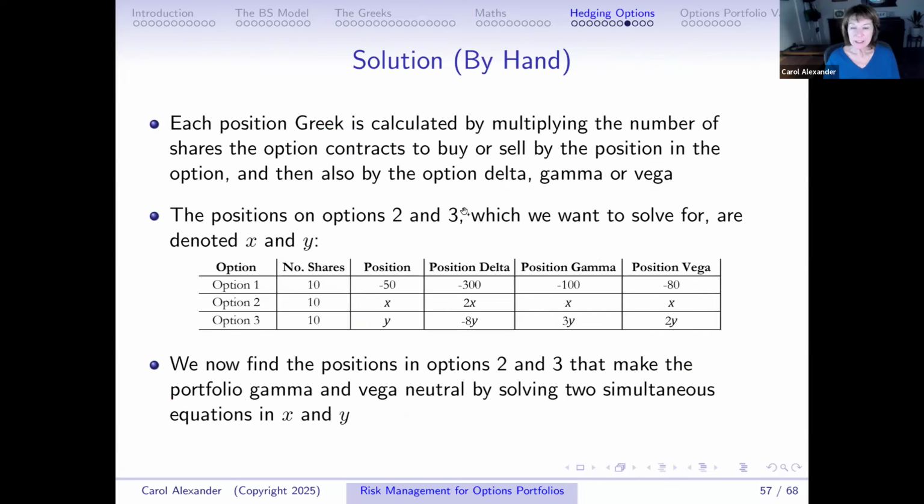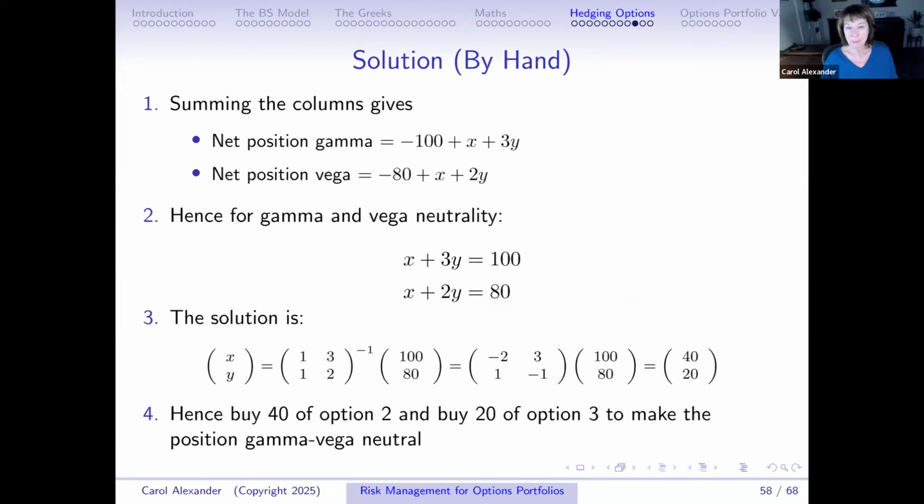Now we can find X and Y so that both the position gamma and the position vega are 0. Remember the net position, we add them all up. So we've got minus 100 plus X plus 3Y. That needs to be 0. And also minus 80 plus X plus 2Y. That's supposed to be 0 as well. And those are two simultaneous equations and two unknowns.